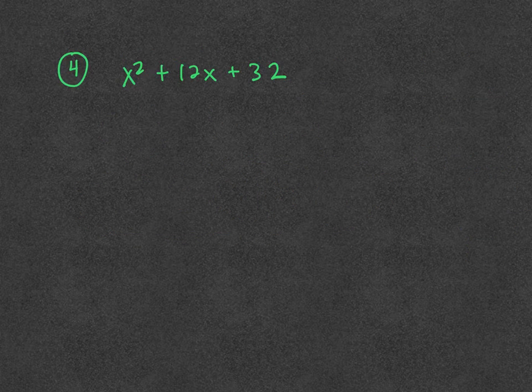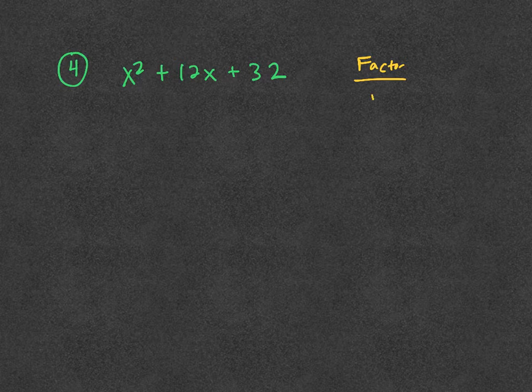Number 4, x squared plus 12x plus 32. Here we're factoring a trinomial, so we're not going to do the difference of squares, sum of cubes and all that. First thing, greatest common factor. Anytime you see that word factor. Can't take x out of everything, and there's no number that we can take out of everything.